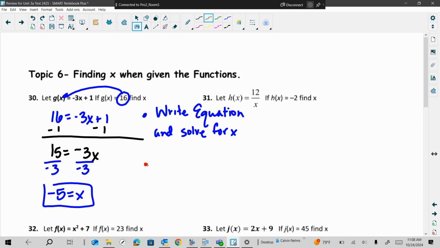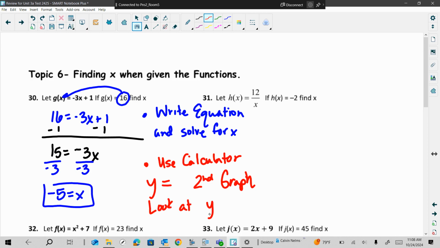Now, the other method is to use your calculator, okay? To do that, you do y equals, and then second graph. You type negative 3x plus 1, and then you look for 16. You look for 16 in the y column, or y values.